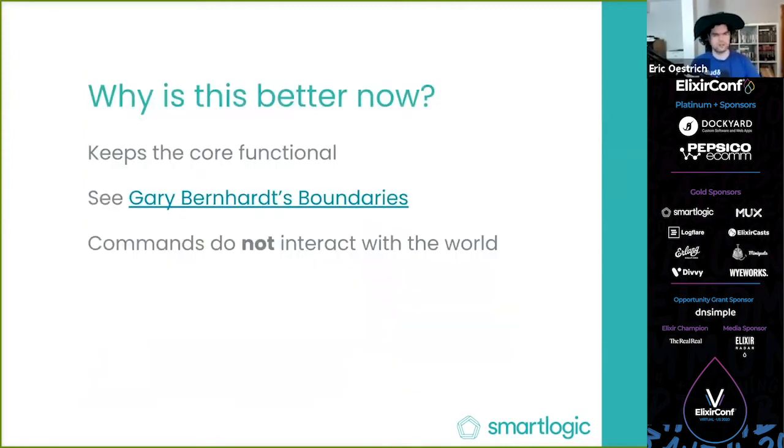So this is better because the core stays functional. If you've seen Gary Bernhardt's talk Boundaries, this is kind of an implementation of that. Definitely recommend watching that if you haven't seen it. The internal commands do not interact with the world, so it stays functional and will always be the same when you call it. Once you hit the upper levels of the foreman process, that's when it goes and interacts with the world.